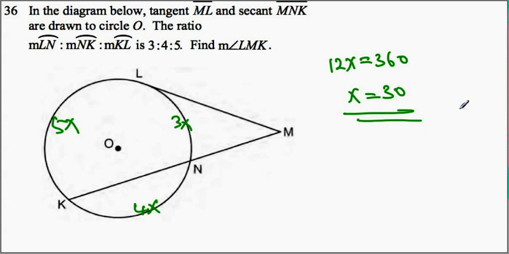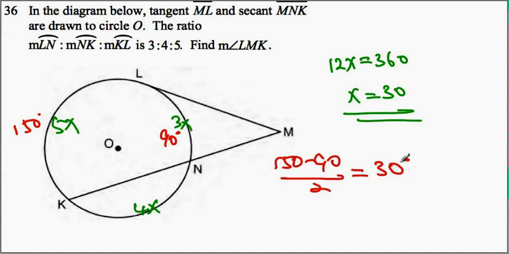That means this one has to be 90 degrees, while this one has to be, let me just write it in a different color. So here we have 90 degrees from LN, and here it becomes 150 degrees from here to here. So how do you find the measure of the angle M? You have to subtract them and divide it by 2. So when you subtract, (150 minus 90)/2 becomes 30 degrees.